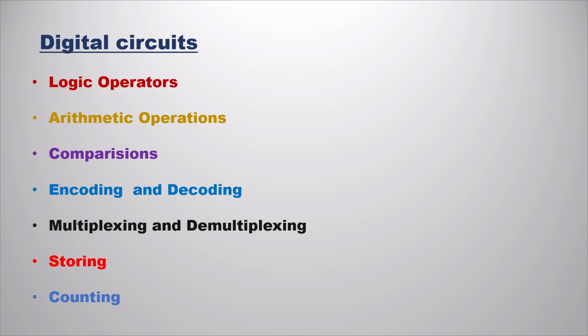We can compare two digits, whether both are zeros, both are ones, or one is greater than the other. All these comparisons can be done with the help of digital circuits. The next ones are encoding and decoding, and multiplexing and demultiplexing. These four concepts are very important in combinational circuits. We are also going to see combinational circuits and sequential circuits. These two are very important, and they will be seen in the upcoming videos.